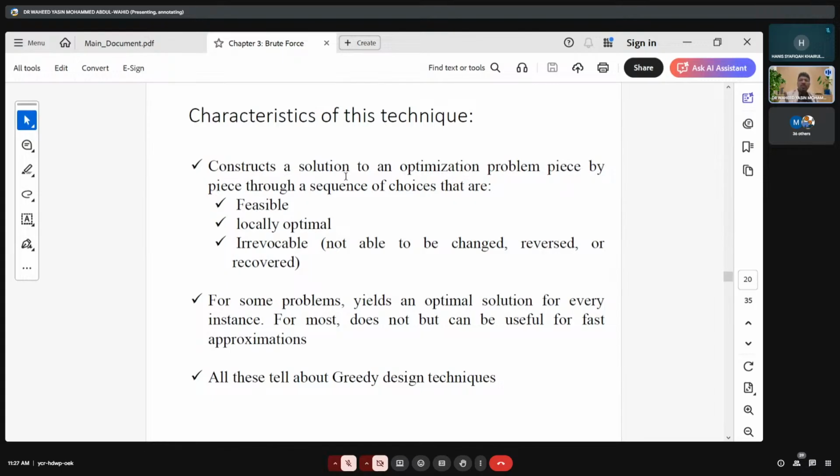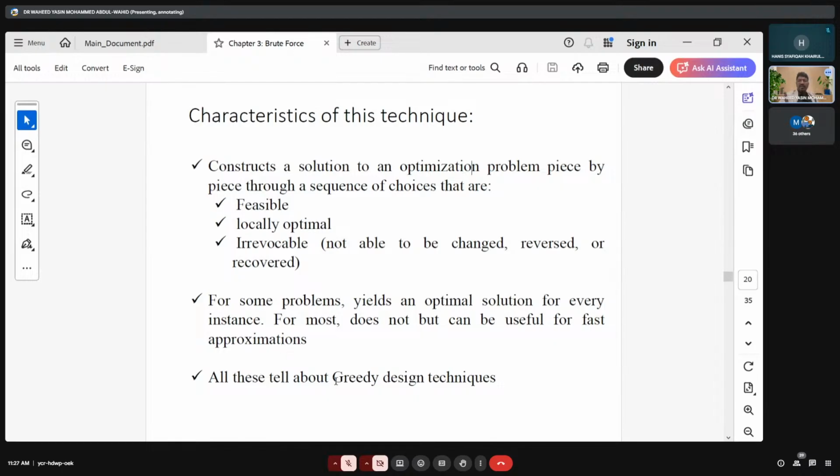It constructs a solution to an optimization problem piece by piece through a sequence of choices that are feasible, locally optimal, and irrevocable, meaning not able to be changed, reversed, or recovered. For some problems, it yields an optimal solution for every instance. For most, it does not, but it can be useful for fast approximation. All this is about greedy design techniques.